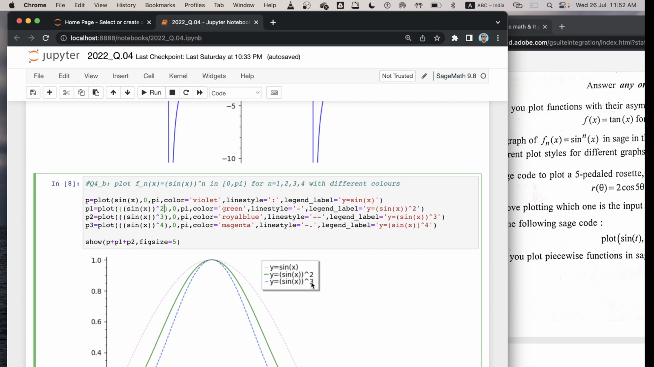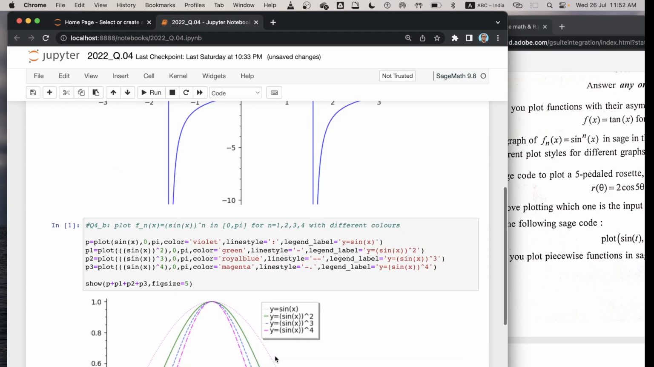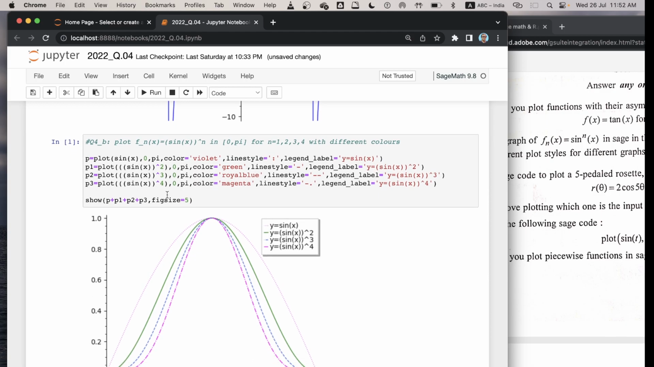Legend label is y sine cube x, and P3 is the plot of sine to the power 4x. Color is magenta, and line style is dot dash. Here P1, P2, P3, so here add P3. Run this graph. So P3 is the sine to the power 4x, dot dash magenta color. This is the graph of sine to the power 4x. Legend label equal to single quote y equal to sine to the power 4x.